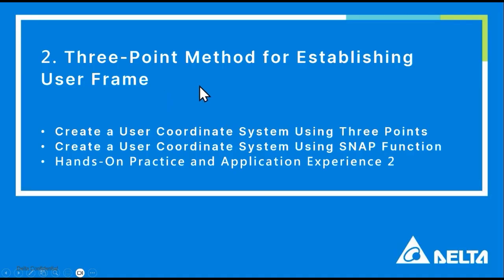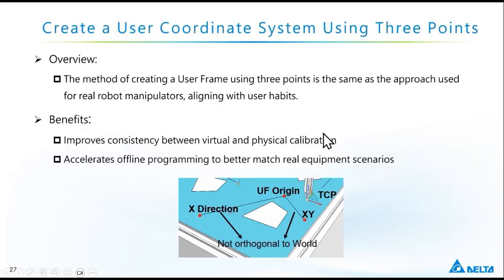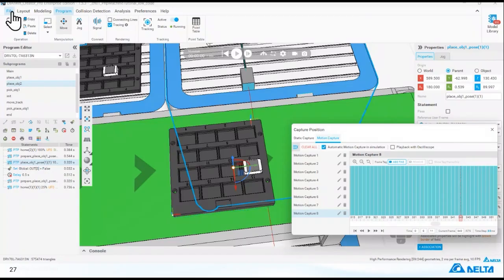In this part, we're going to teach you how to create a user frame in our DIATwin, and we have two different kinds of methods. First, we're using 3 points as on a real machine, and second, we can use the snap function. Okay, now we're going to walk through how to create a user frame.